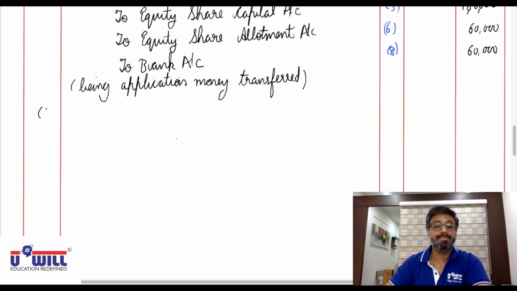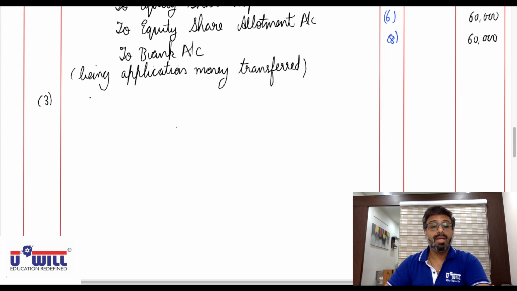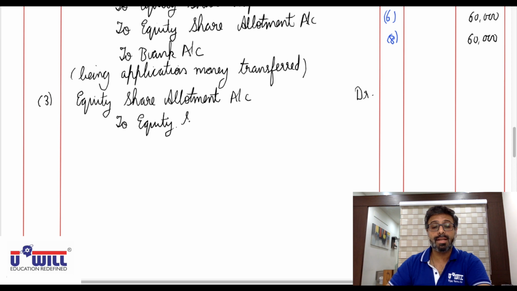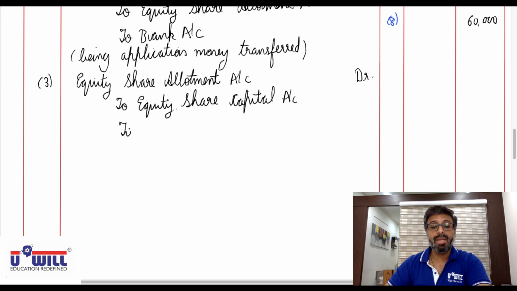Now, third one, equity share allotment account debit. Now, allotment includes premium also. So, to equity share capital account and also to security premium account.